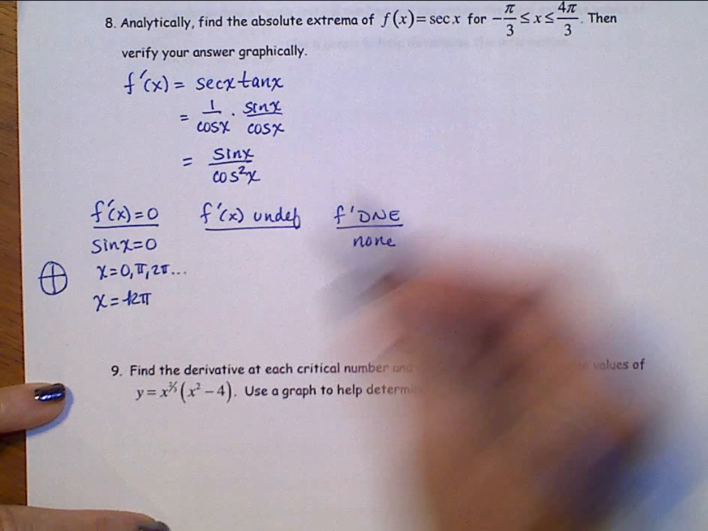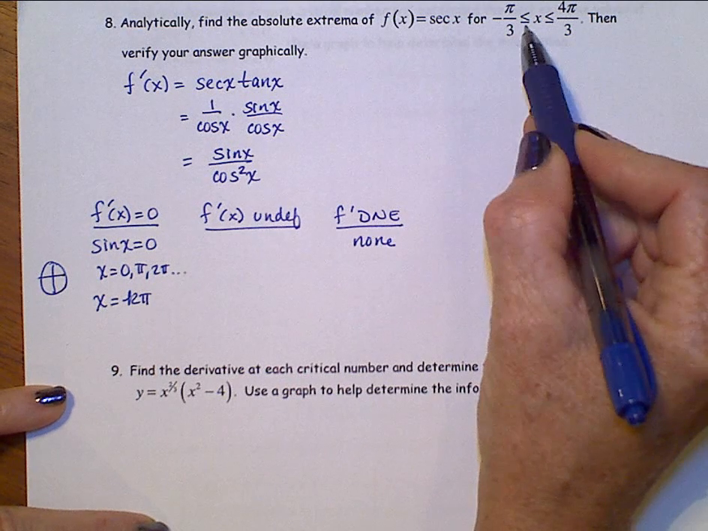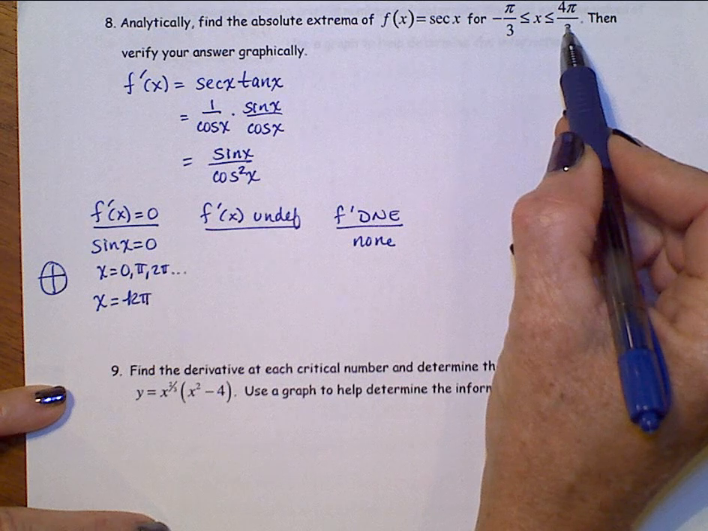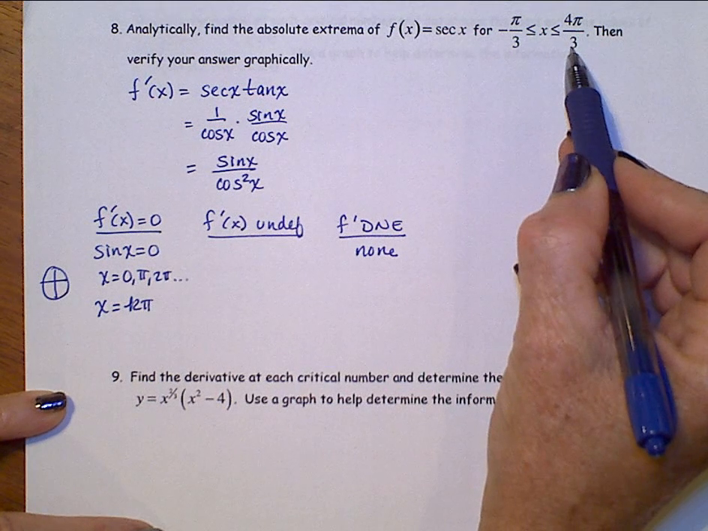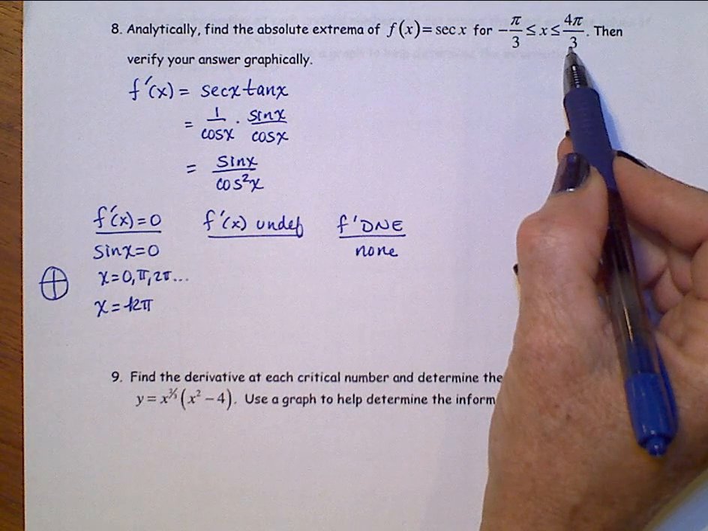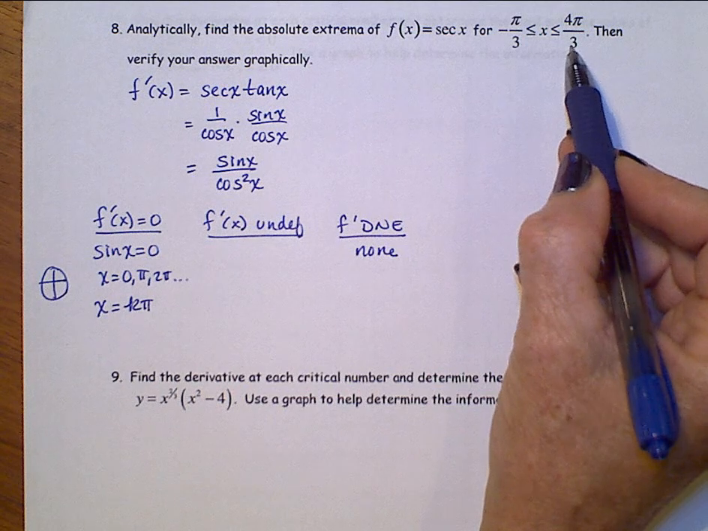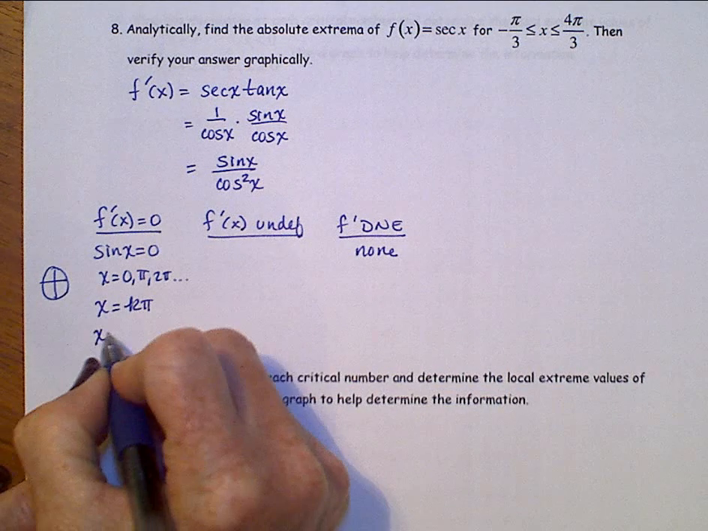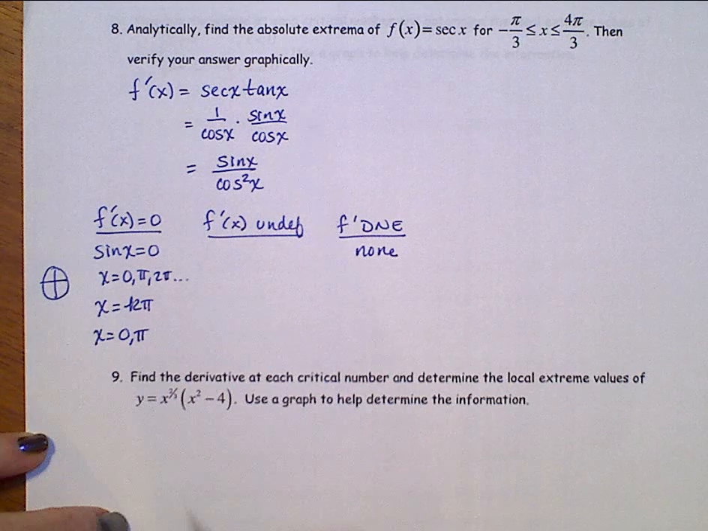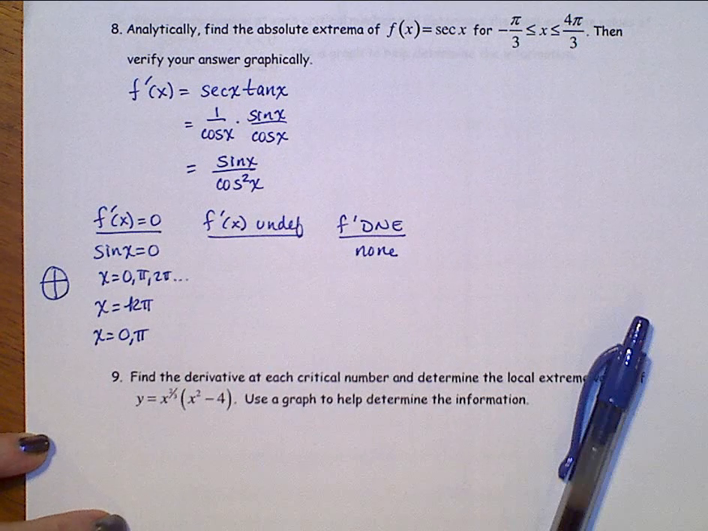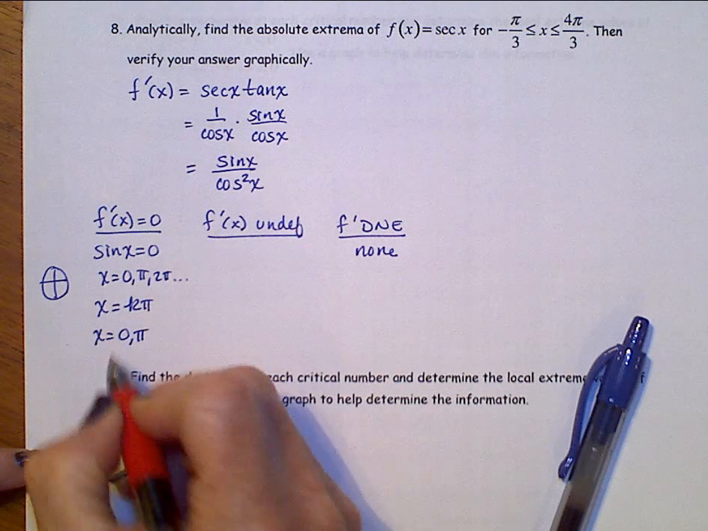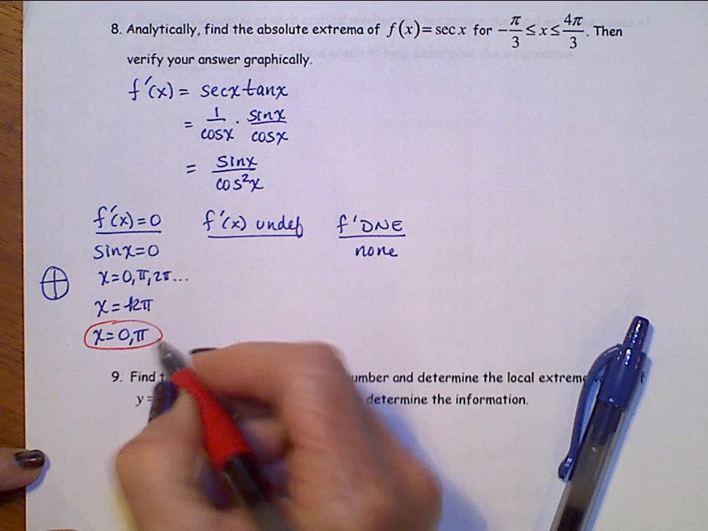All right, now in this interval, which of these show up? For x between negative pi over 3 and positive 4 pi over 3, I think we're going to see x equals 0 and just pi in that interval. So those are the only critical numbers in that interval.